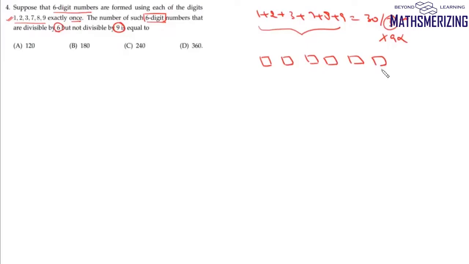Now, how many choices do we have for this units place? For it to be even, we have 2 choices. So it'll be 2 here, and then it'll be 5, 4, 3, 2 and 1. So it'll be simply factorial 5 into 2. So there'll be 120 into 2, and that is 240. So total number of such numbers is 240, and that's your option number C.